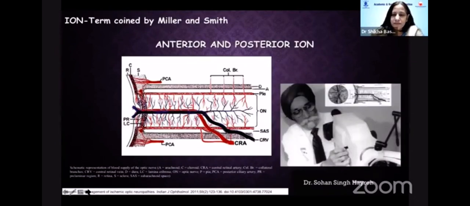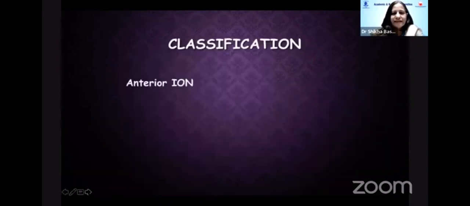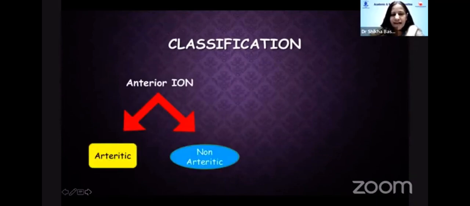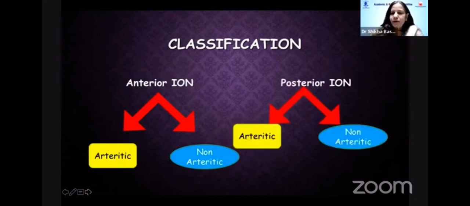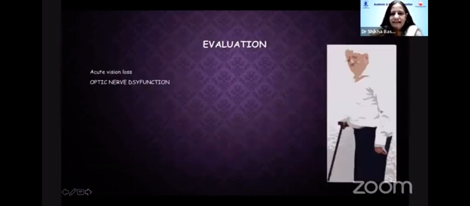posterior ischemic optic neuropathy is based on the pioneering work of Dr. Hayreh, who identified the posterior ciliary artery as the part where the ischemia occurs. PCA supplies the anterior-most part of the optic nerve, and the rest of the optic nerve is supplied by various other branches. Anterior ischemic optic neuropathy is further classified into arteritic and non-arteritic. Posterior ischemic optic neuropathy is also classified into arteritic and non-arteritic. And then there is a variant called surgical PION, about which we'll discuss later.